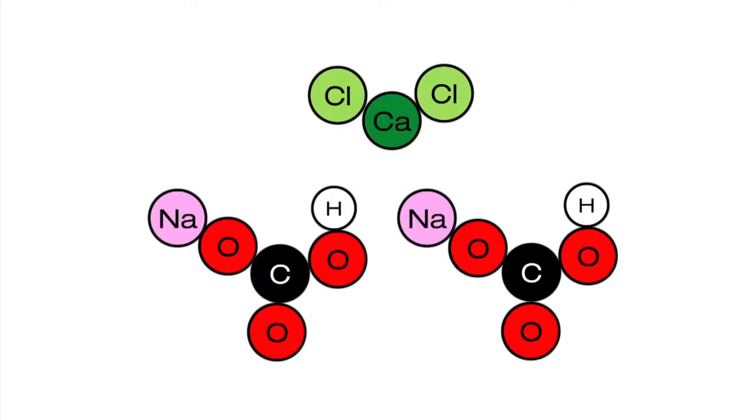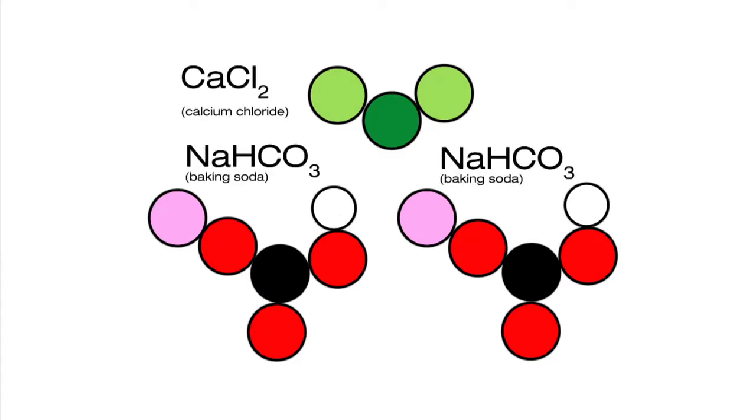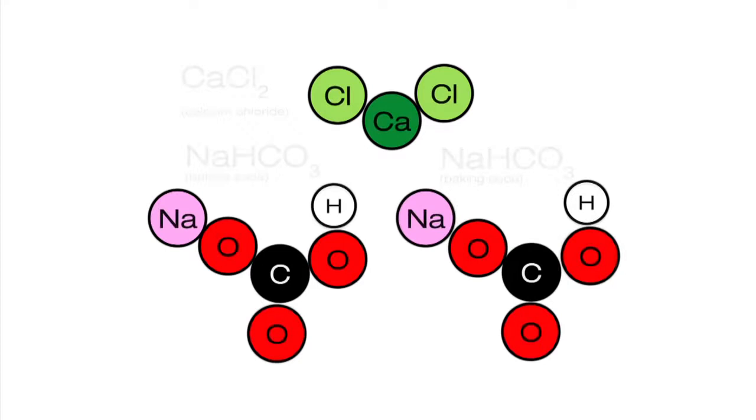Here, the atoms are bonded together into molecules. We started with these molecules in our chemical reaction. Notice which atoms are in each molecule. Here is one molecule of calcium chloride and two molecules of sodium bicarbonate, which is commonly called baking soda. Are you ready? Let's watch the reaction.